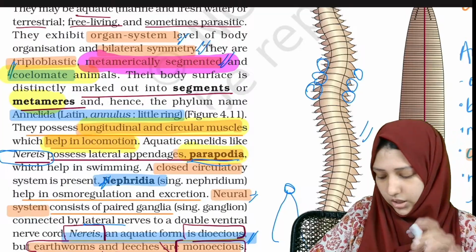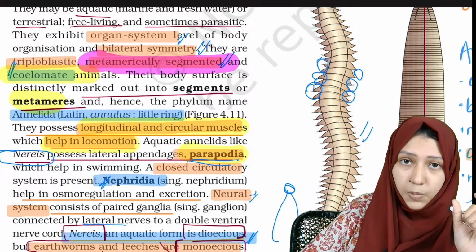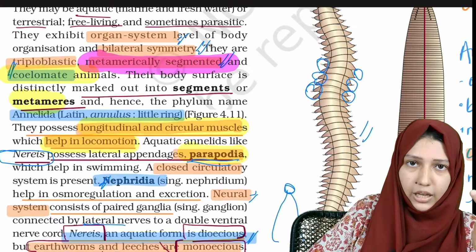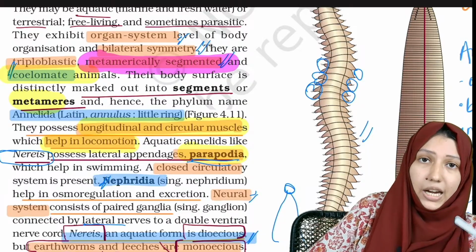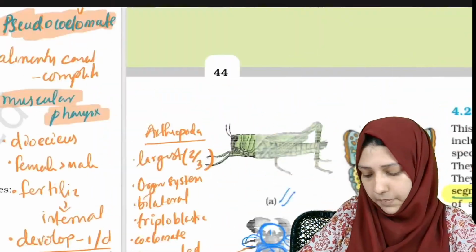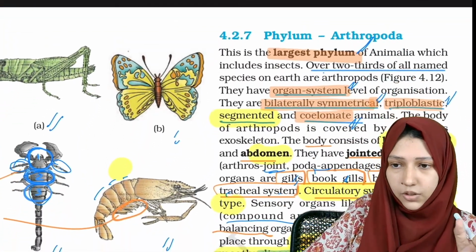Okay, and they are also having a special structure known as nephridia, which is helpful in osmoregulation and excretion. Okay, Nereis is a special type of organism, and this Nereis was also having lateral appendages, which is known as parapodia. Okay, then phylum Arthropoda, the largest phylum.